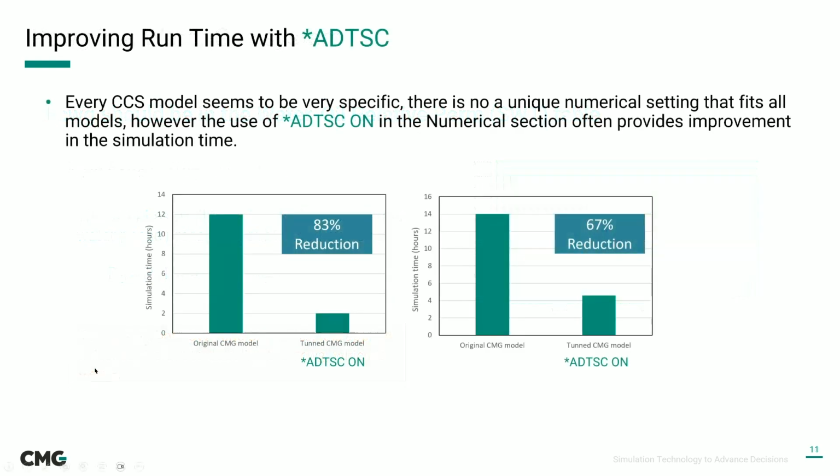Now, in terms of the numerical section of your model, we recommend using the keyword ADTSC on. Often, it provides improvement in the simulation time. The plots that I'm showing here are for CCS models. You can see there was an 83% reduction with only adding this ADTSC on keyword in the numerical part. And in this case was 67. So again, usually this is very useful in terms of reducing the time of the simulation.